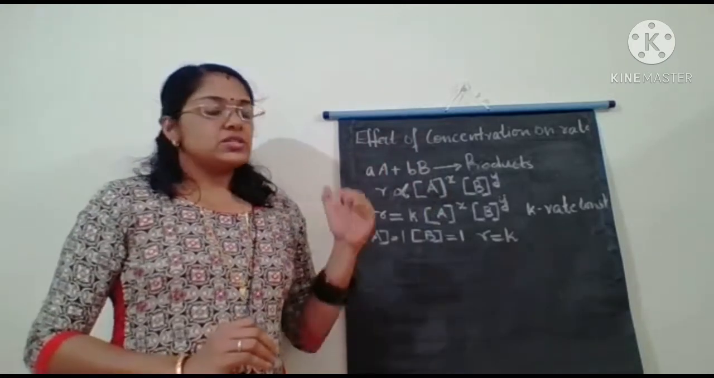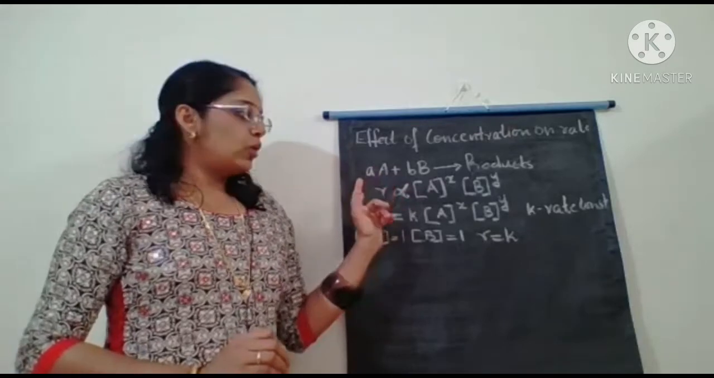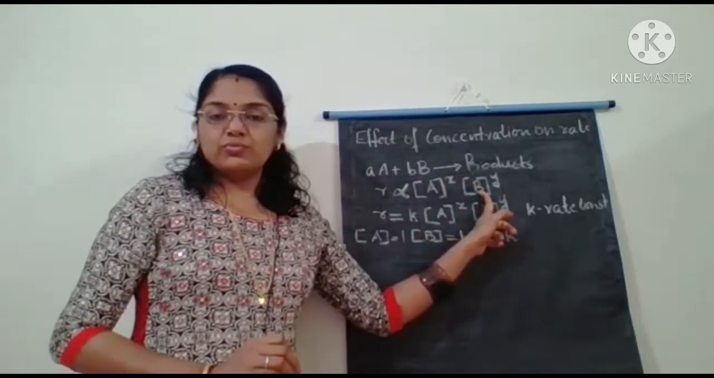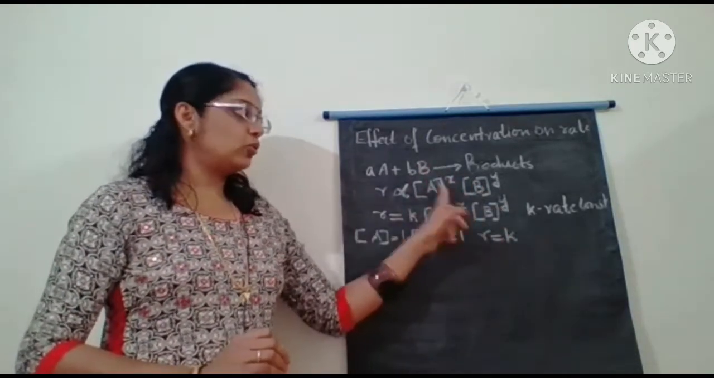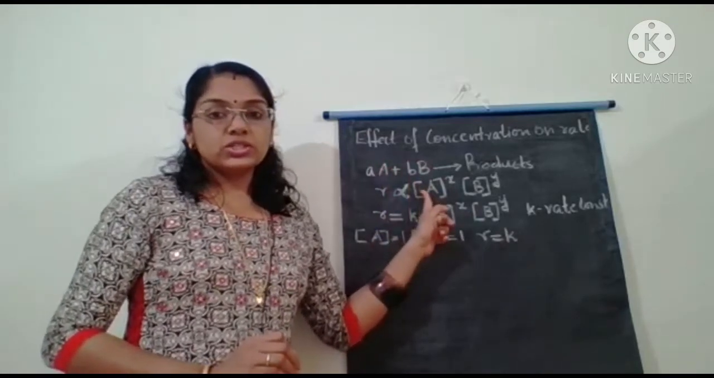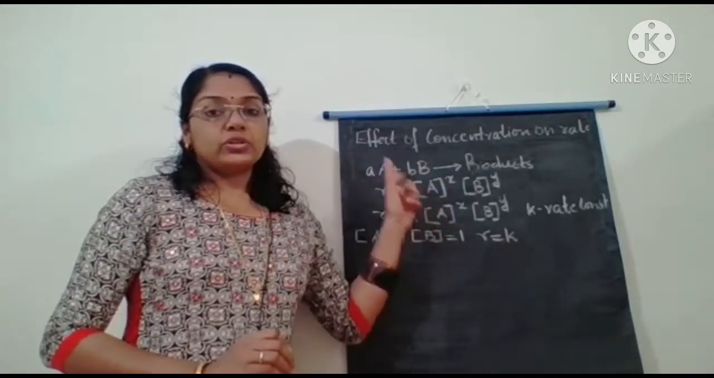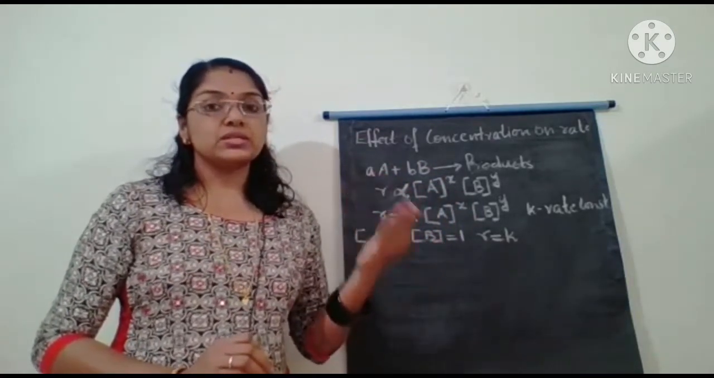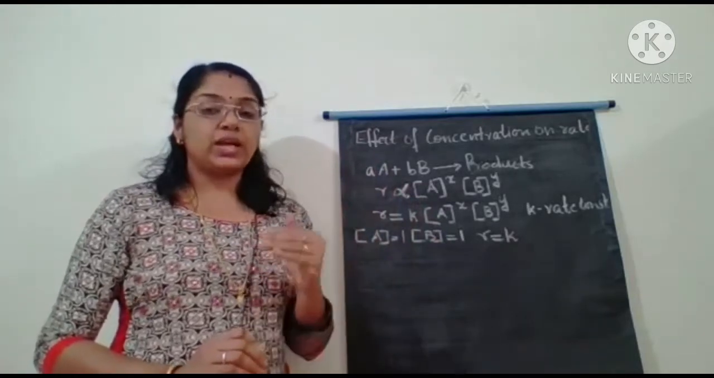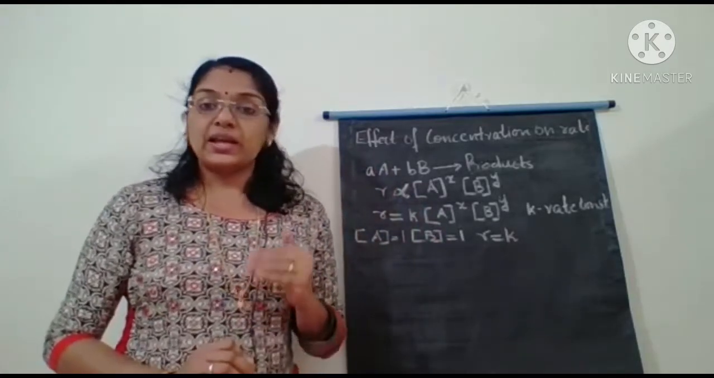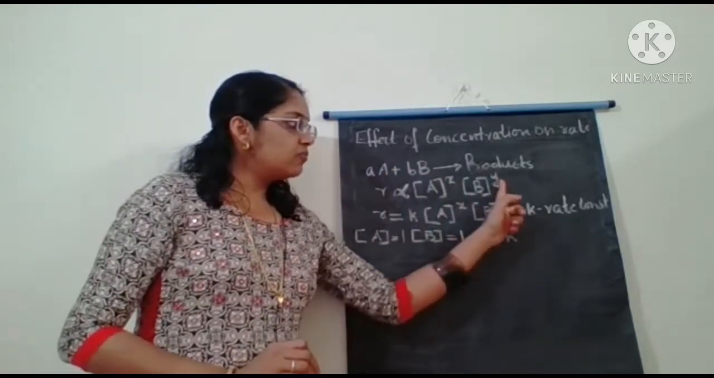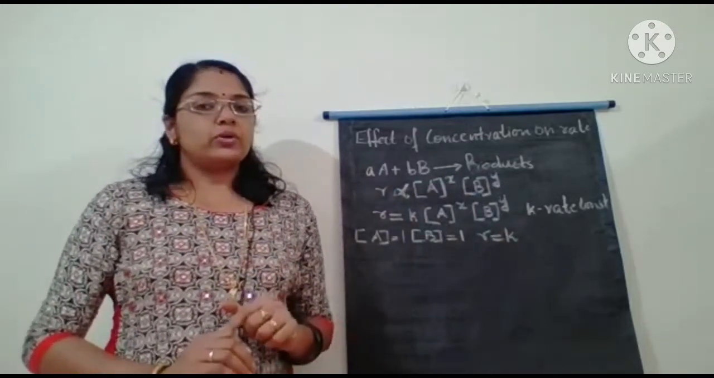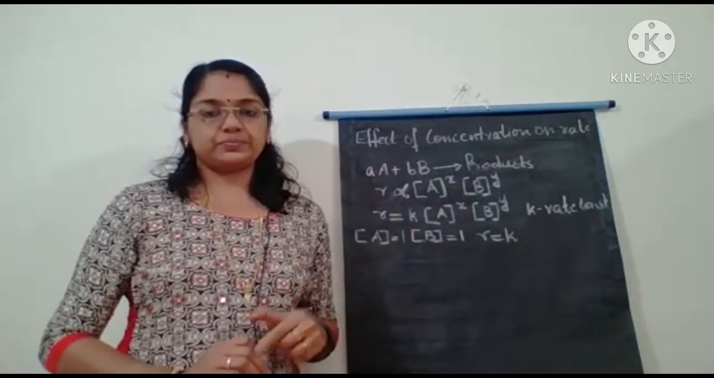But for the same reaction, we can express the rate law as: rate is directly proportional to concentration of A raised to x into concentration of B raised to y. In this rate law, or rate equation, the concentration terms depend upon the rate of the reaction. That means the rate law is determined experimentally, and moreover these exponents x and y are also determined experimentally. They do not depend upon the stoichiometry of the reaction.